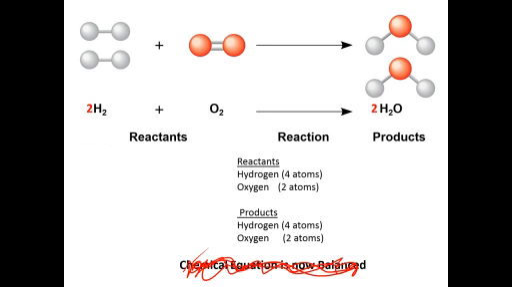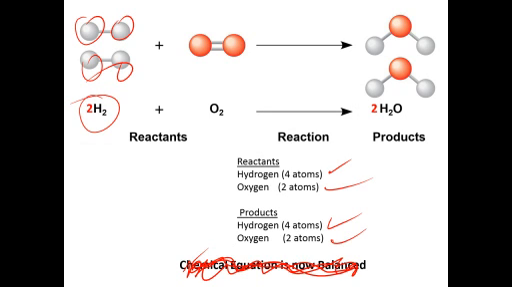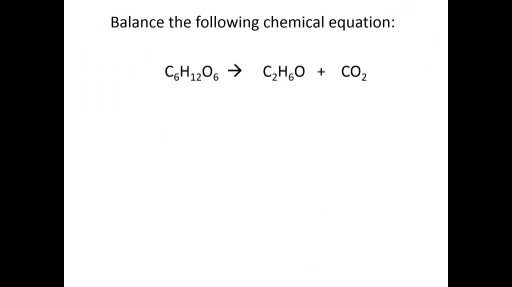What you would do to correct for this is throw a 2 in front of the hydrogen gas. That gives you 2 molecules of hydrogen gas, so you have 1, 2, 3, 4 atoms of hydrogen. Now 4 atoms of hydrogen, check, check. 2 oxygen atoms in the reactants, 2 oxygen atoms in the products. Everything is nice and equally balanced.